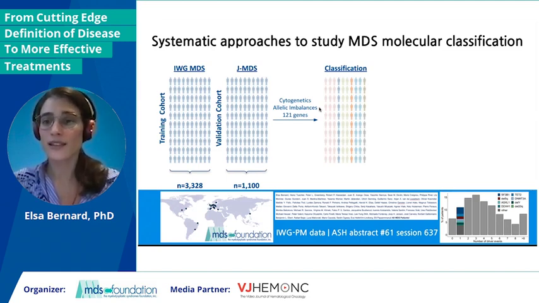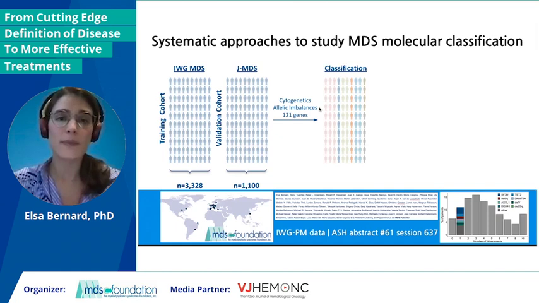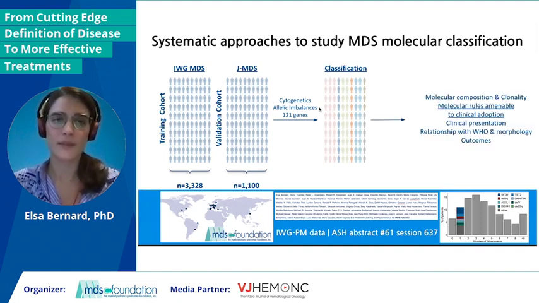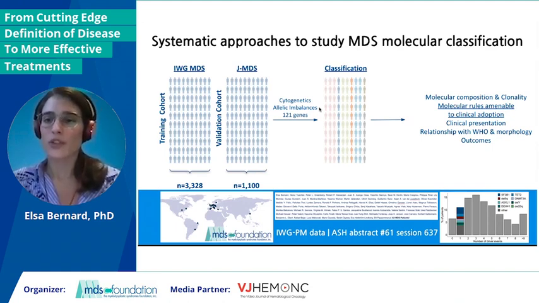The IWG data consists of 3,300 diagnostic MDS samples with detailed clinical annotation. Samples have been analyzed for driver mutations in more than 100 genes, as well as cytogenetic alterations and allelic imbalances. We also work with the Japanese MDS consortium with a cohort of 1,100 patients to challenge and validate our findings. With regards to methodology, based on unsupervised de novo classification, we study the molecular composition and the clonality within each defined group, where really the challenge is to extract some rules that are amenable to clinical adoption.